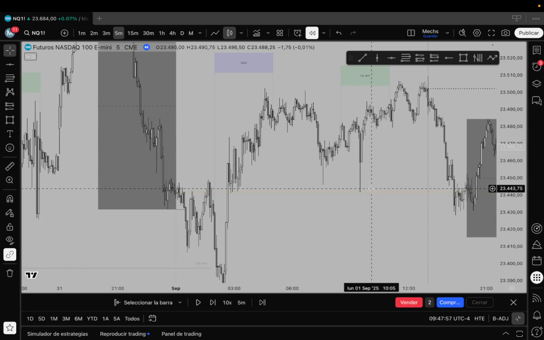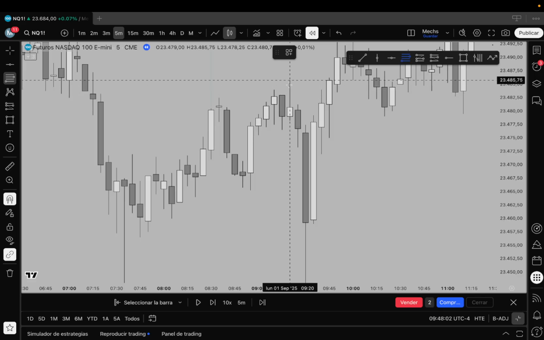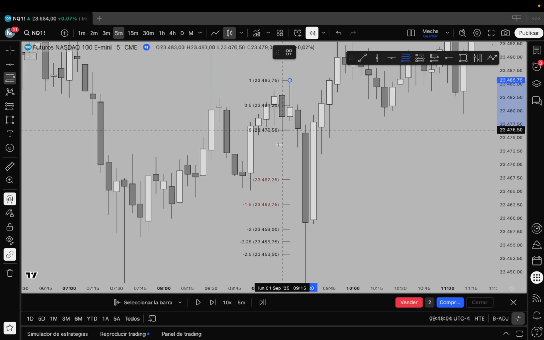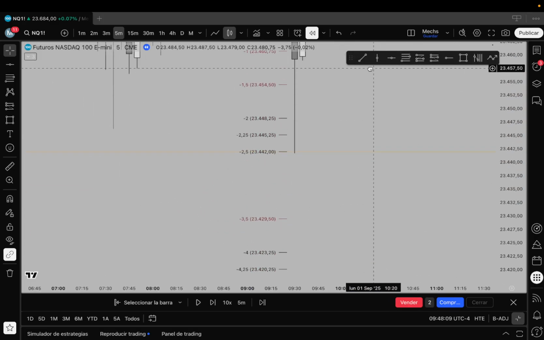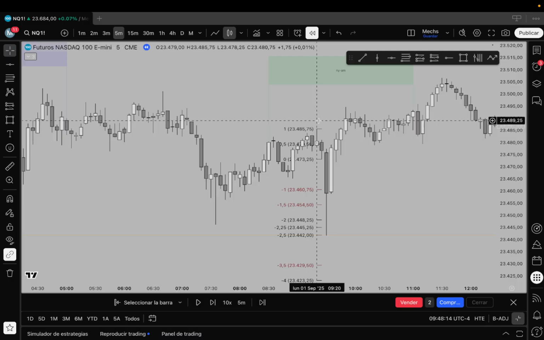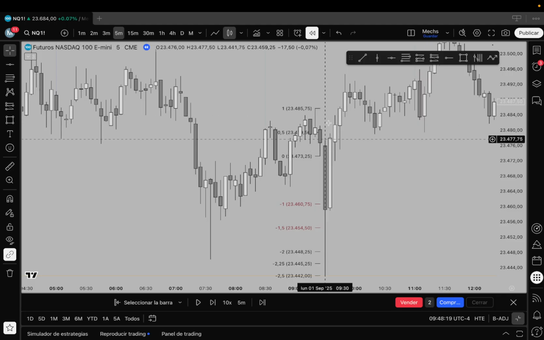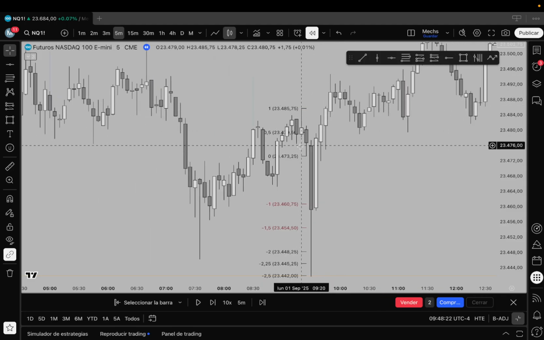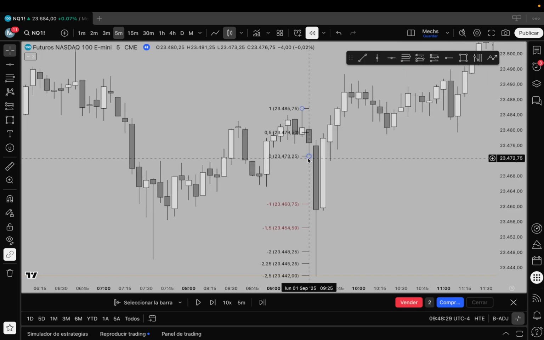Wait, let me check something. Okay, yeah, for example, look at this. If you go to the 5-minute, what do we see? Actually, yeah. Look, we have a high here and a low here, okay? Boom, boom. So what is price doing here? It's breaking the structure.